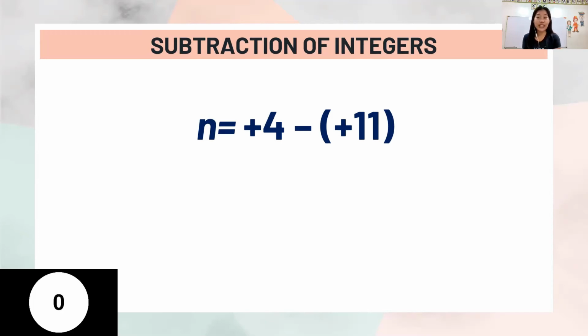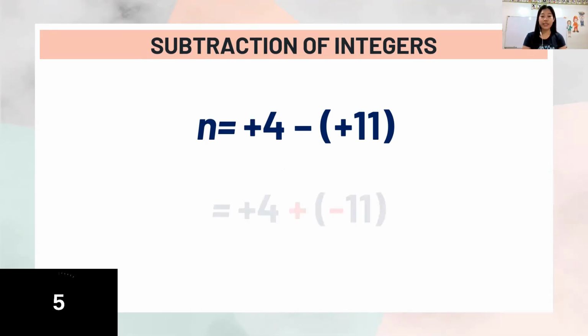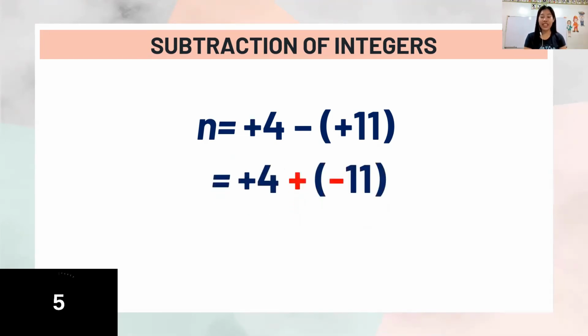Time is up. Let us check if your answer is correct. N equals positive 4 minus the quantity of positive 11. This becomes positive 4 plus the quantity of negative 11. Here, the subtraction sign was replaced by an addition sign, and the sign of the number after the operation sign, which was positive, was replaced with negative, which is its opposite sign. So positive 11 became negative 11.